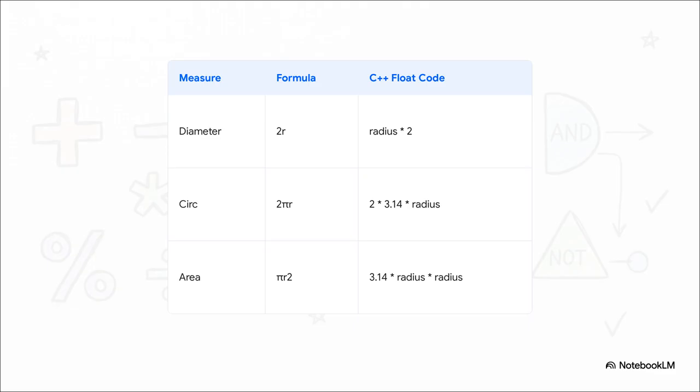Take a look at how smoothly this translates on the right. We're using 3.14 as a literal value for pi, and once again, using asterisks for the radius squared instead of a power operator. And because we're using floats this time, an area of 78.5 is actually going to display exactly as 78.5, no meat cleaver.